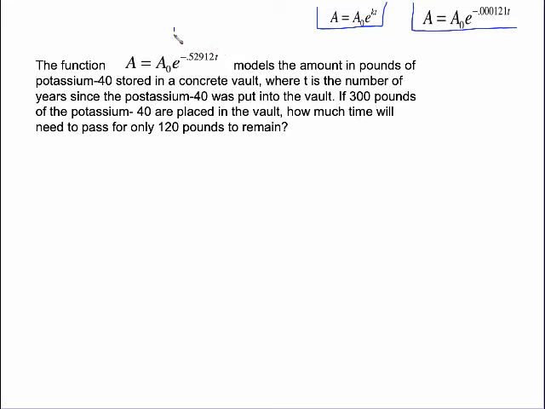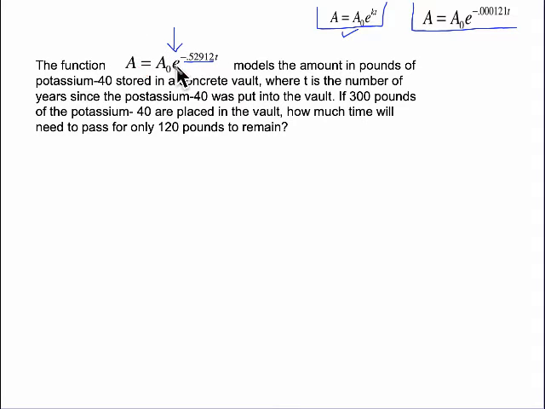This is a different function. Each function is based on this formula, but it has a different k value. And where that k value comes from has to do with what the half-life is of that particular material. In this case, we're talking potassium-40. You are given this formula.